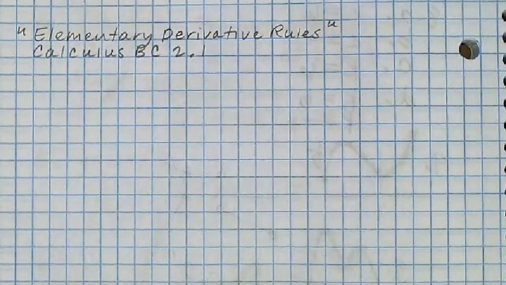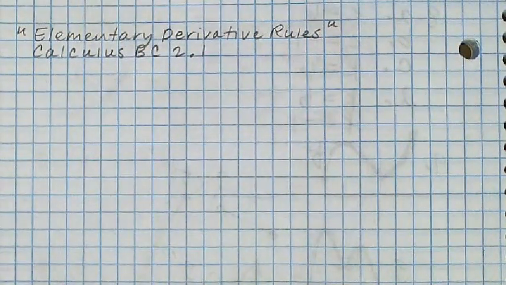In this video, I'm going to talk about some elementary derivative rules, specifically the derivatives of powers of x and sine and cosine. If you are interested in the proofs of these rules, I will probably link the videos of me proving the power rule and proving the derivative for sine and cosine below in the description, but I'm not going to include that in this video.